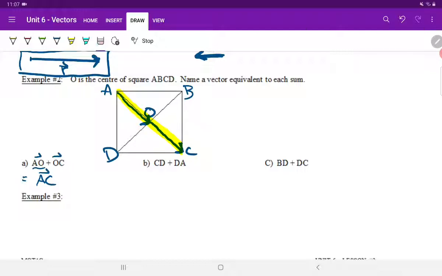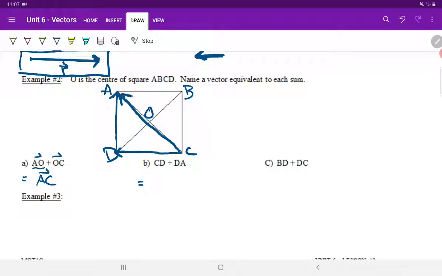Okay, let's erase what we've got, and let's try it again. CD plus DA. So CD plus DA. Okay, so they're drawn head to tail, which is great. Now, again, the resultant is going to be closing off this triangle, but again, you're probably wondering, where do I draw my arrow, right? Is it CA or is it AC?